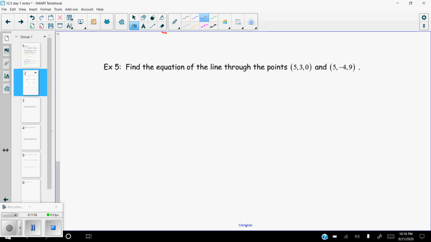And you might be saying, Mr. McCoy, I get this already. This isn't that hard. Let's move on. There is a reason I want to do this one. So let's write this in all three forms.